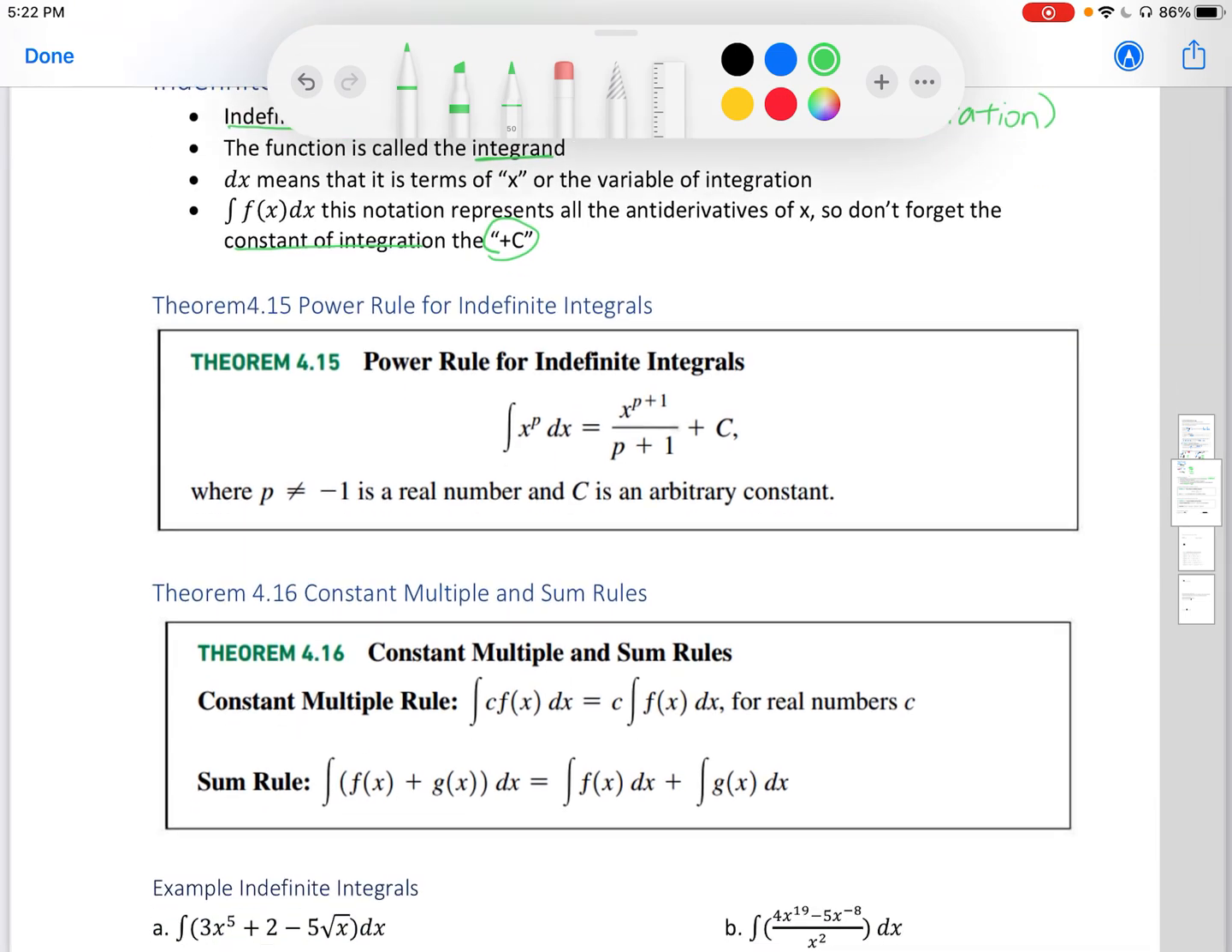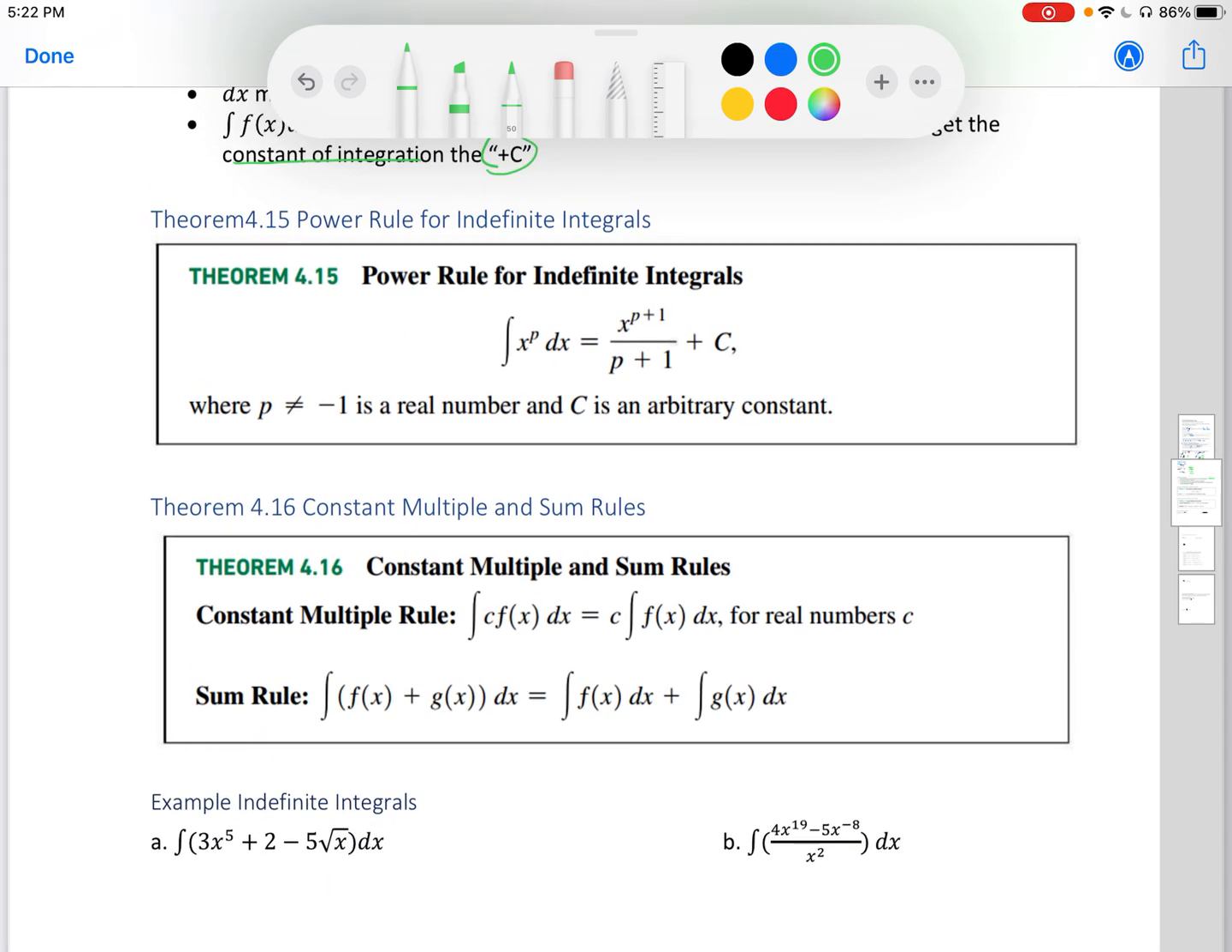All right, in case what we did with the integrals was confusing, make sure you practice using this formula. Theorem 4.15, power rule for indefinite integrals. This is a formula that's helpful so that you can go ahead and find those antiderivatives. This says that we have a function x with an exponent p. To find your antiderivative, you're going to take your p and add 1, and then divide by the exponent p plus 1, and don't forget your plus c. And this works as long as p is not negative 1, because when you add, you're going to get 0 for an exponent.